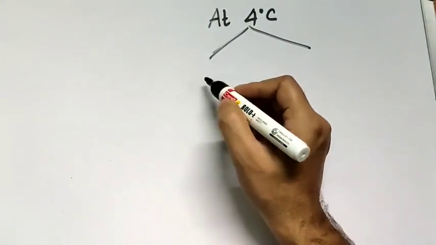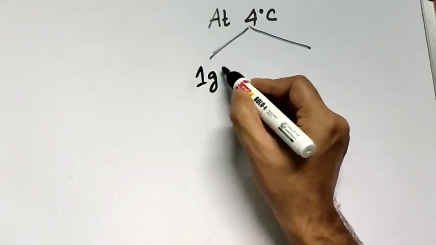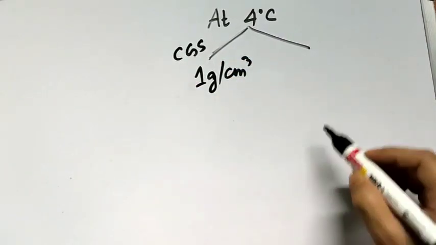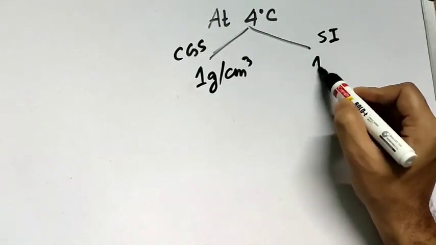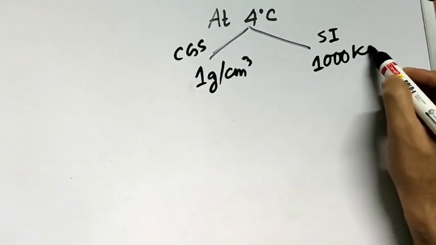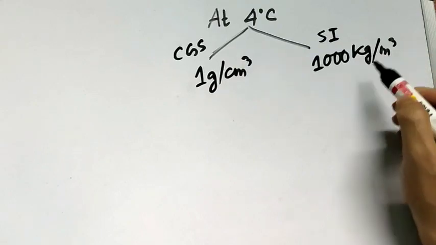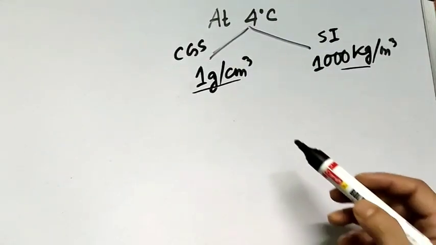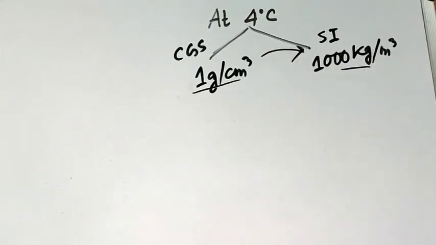The density of water is 1 gram per centimeter cube. This is in CGS, and in SI it is 1000 kg per meter cube. How do we get this, or how are we converting it into 1000 kg per meter cube?